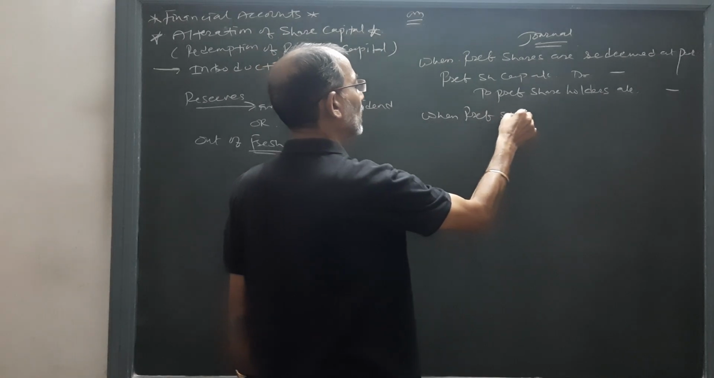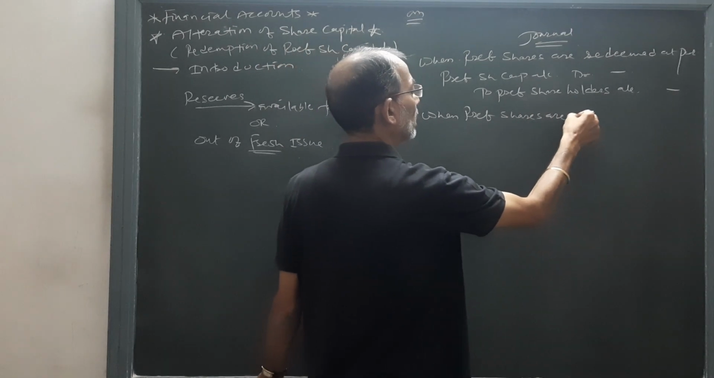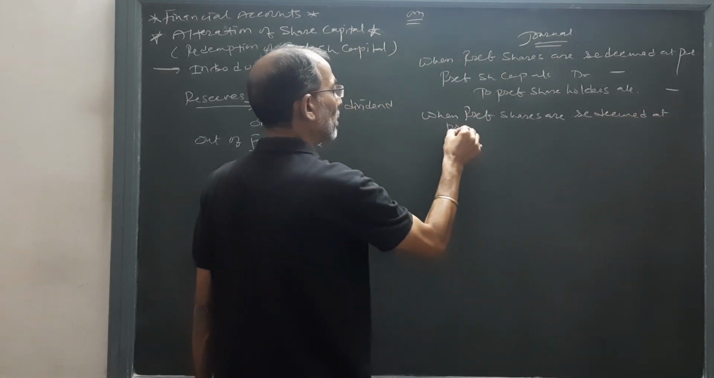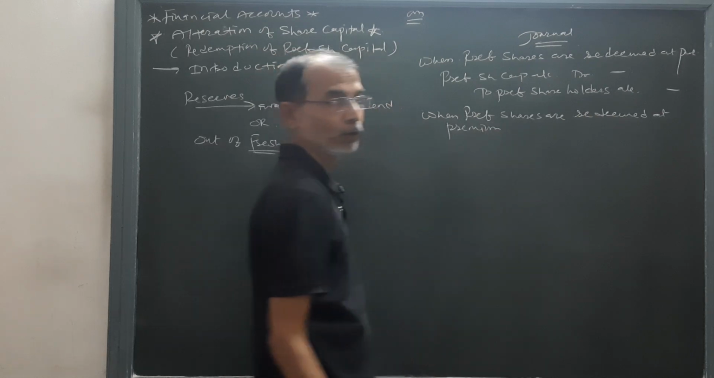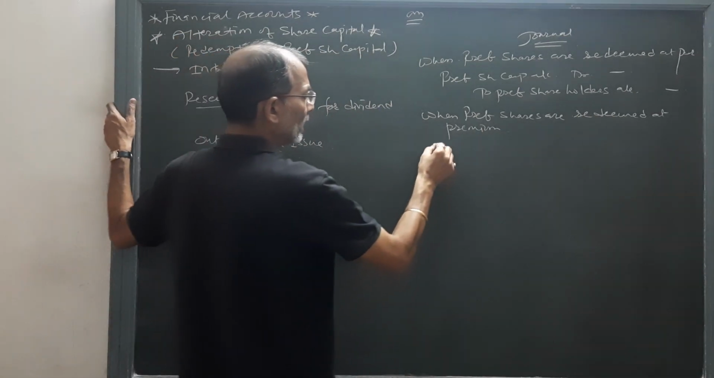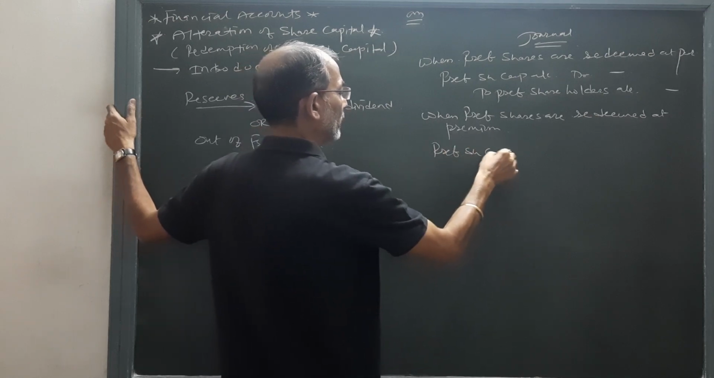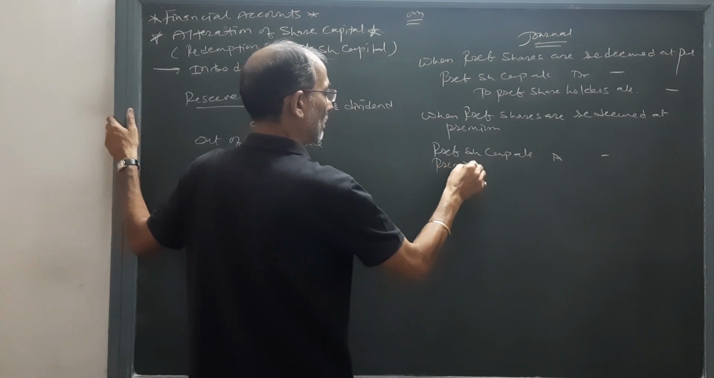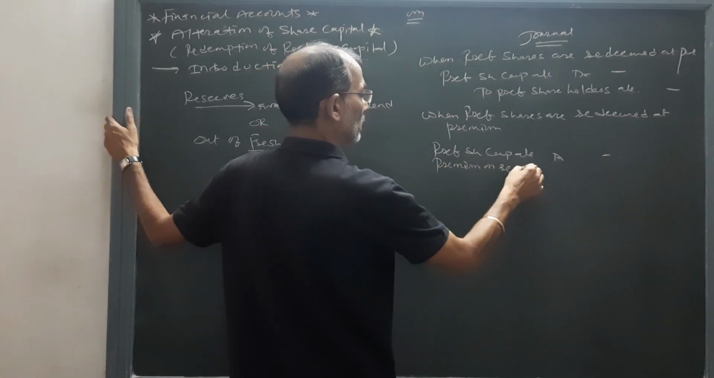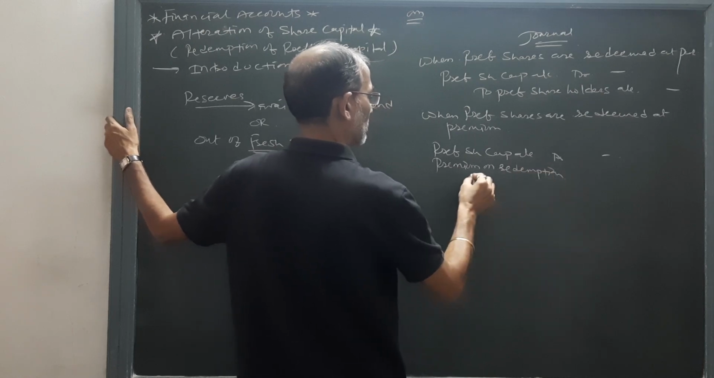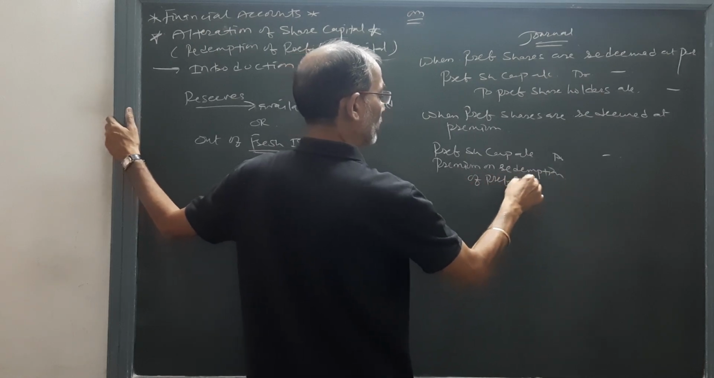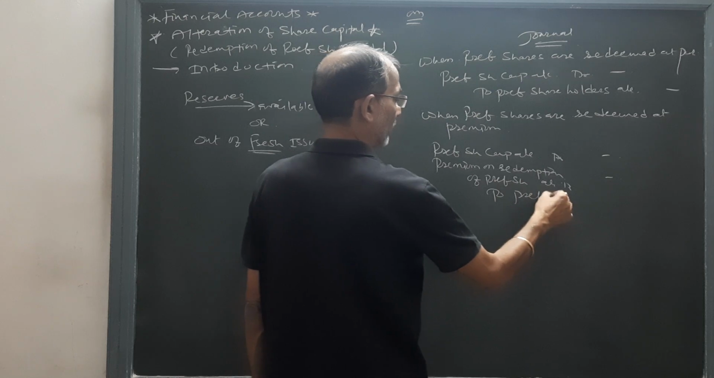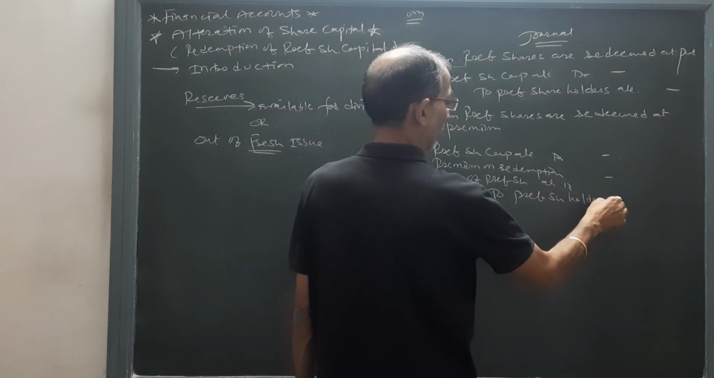When preference shares are redeemed at premium, the entry for that will be: preference share capital account debit, premium on redemption of preference share account debit, to preference shareholders account.